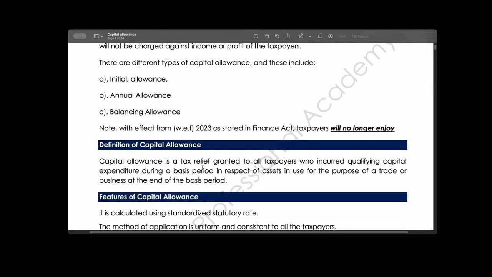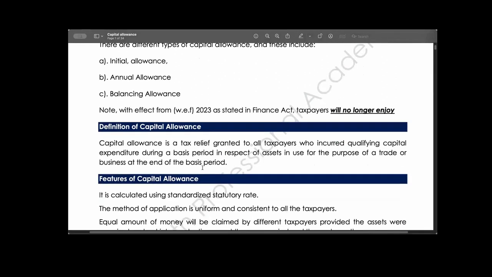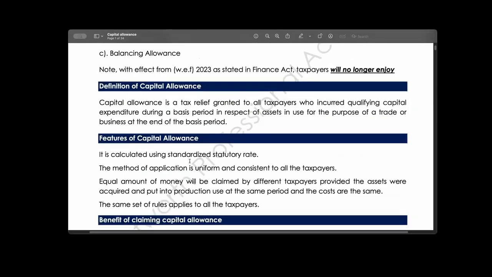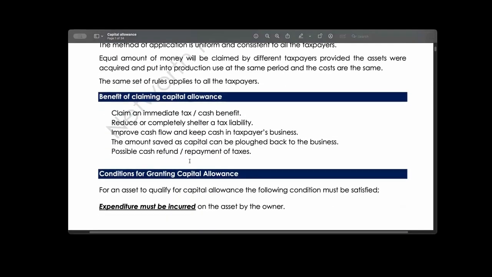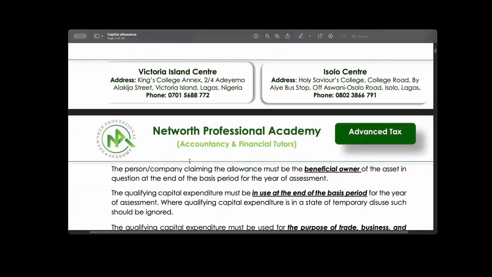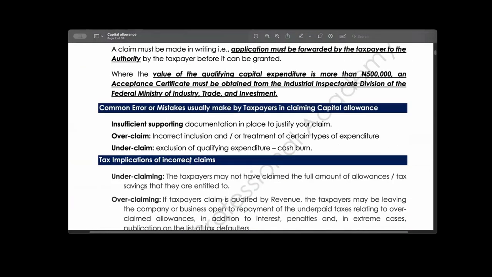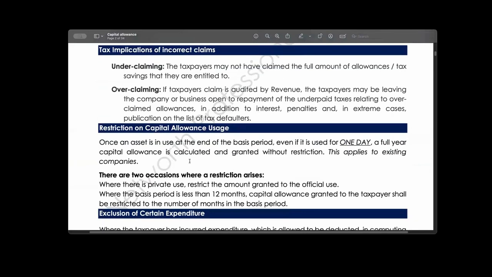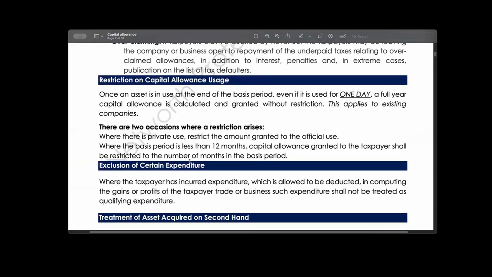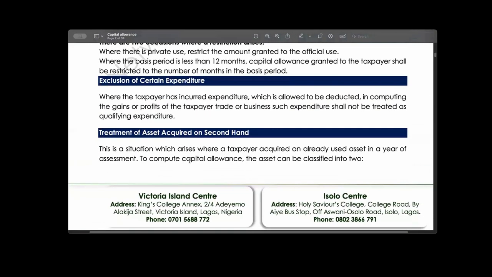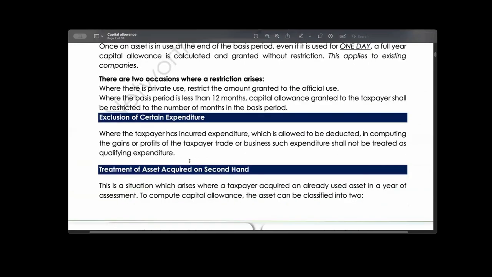Okay, and I remember also we discussed what capital allowance is. I said capital allowance is allowance granted to a taxpayer that has incurred qualifying capital expenditure and put such into production use at the end of the basis period. And we talked about the features of capital allowance. We talked about the conditions of capital allowance in my last class with you. And we also talked about our treatment of assets acquired on a secondhand basis.